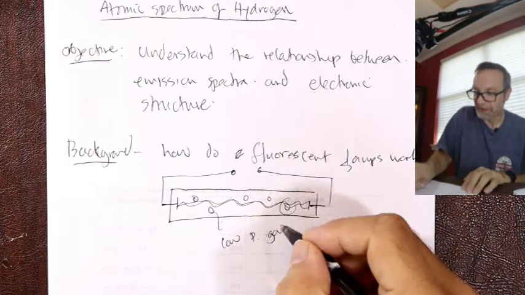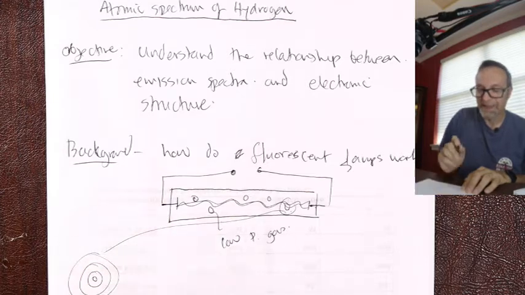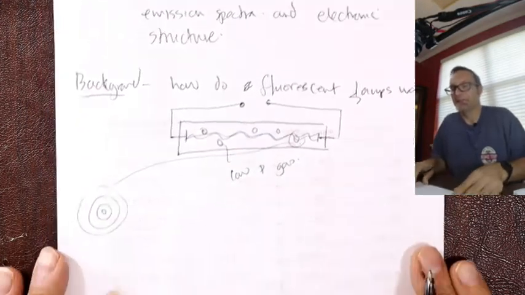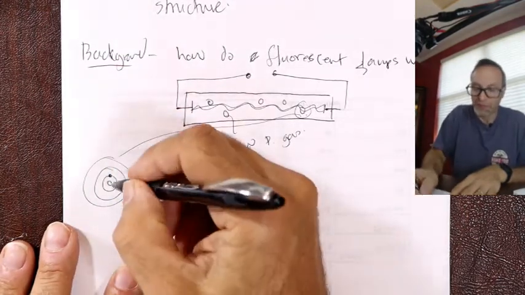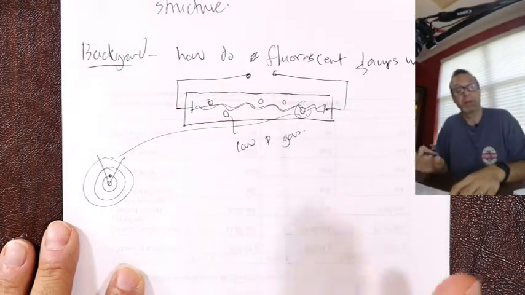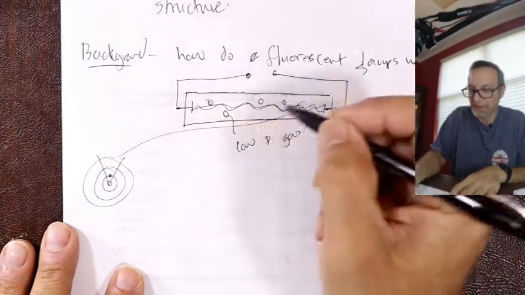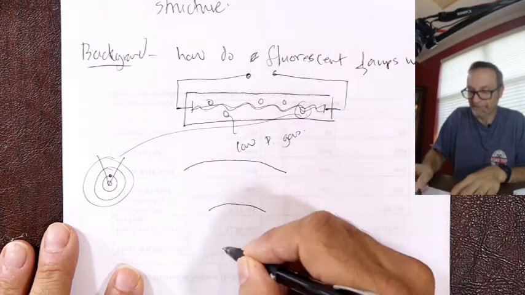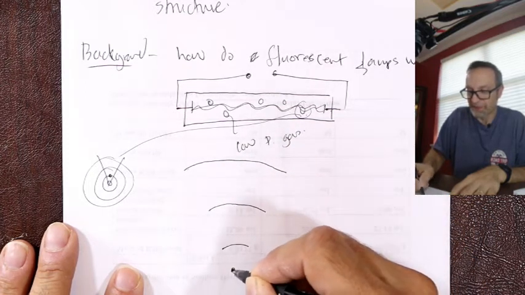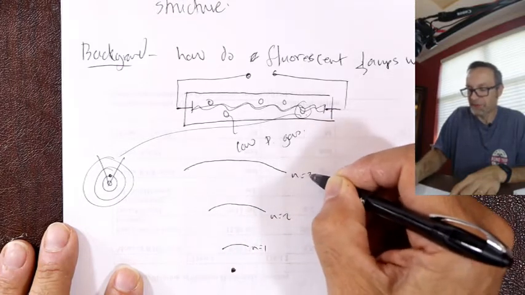Well, if we go down here, here's my atom with its energy levels. Maybe I've got an electron in the first level. I'm going to zoom in. Just like we talked about in the packet, I'm going to do an energy level diagram. I'll keep the curves just for effect. Here's the nucleus. N equals 1, N equals 2, N equals 3.